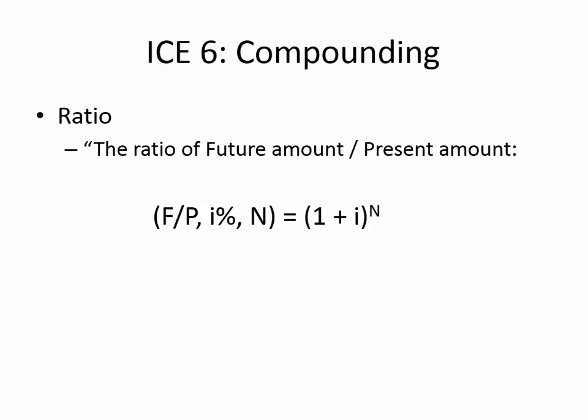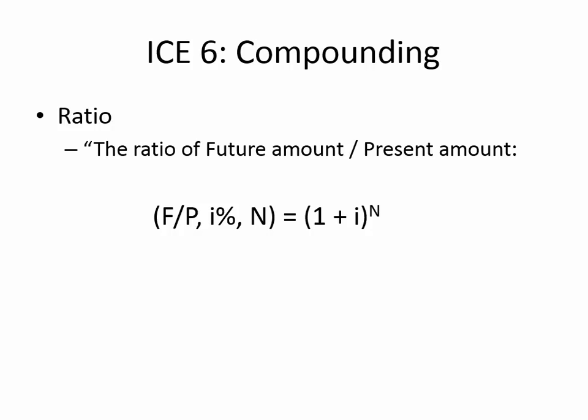So what this means, F divided by P, I%, N, that means for a certain interest rate, for a certain number of years. So we'll have formulas that are formatted this way, and then also tables where they substitute specific numbers into the formulas, and they just give you the values directly, so you don't have to use the equation.